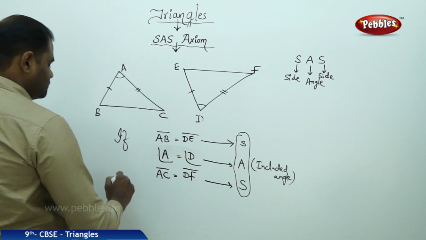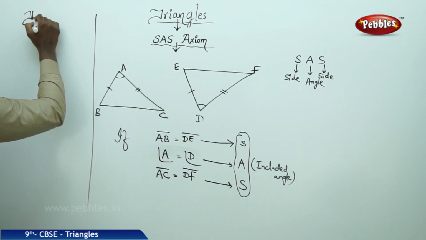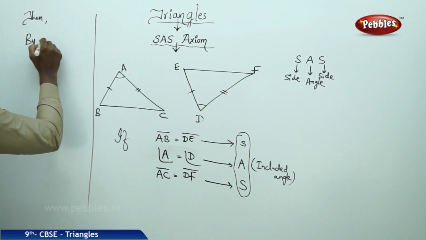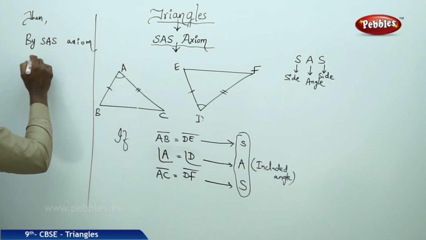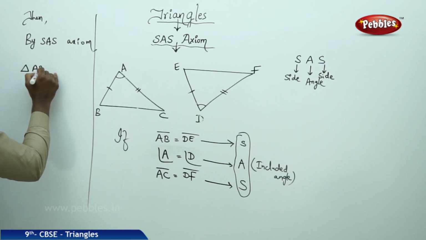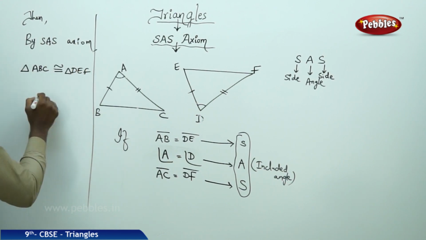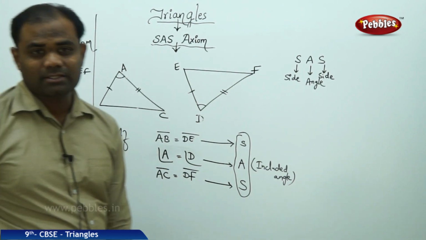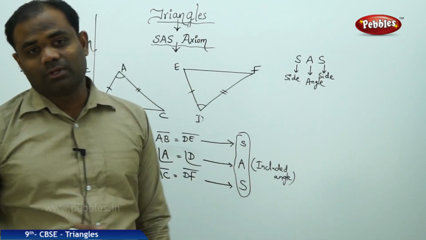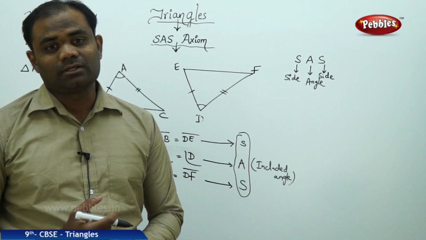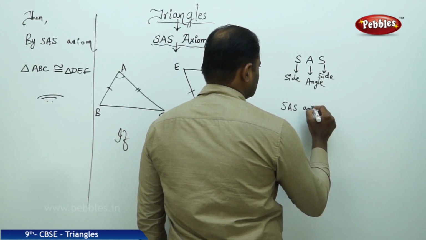Therefore, if this is this, then by SAS axiom, I say that triangle ABC is congruent to triangle DEF, is how I define SAS axiom. Two triangles are congruent if the corresponding sides are equal and their included angle is equal, is how I state SAS axiom.